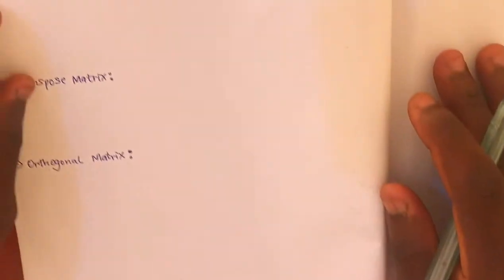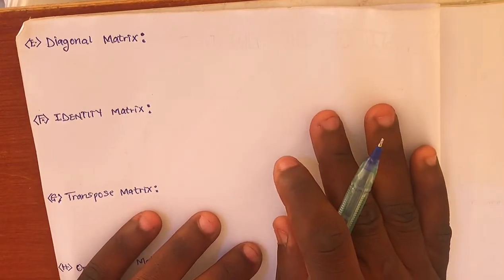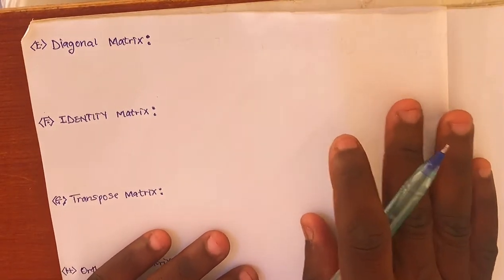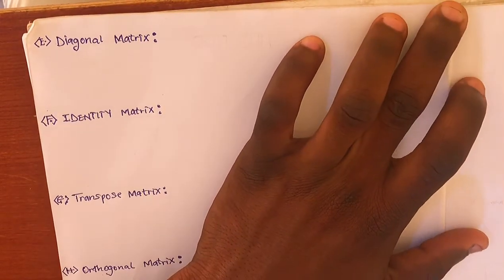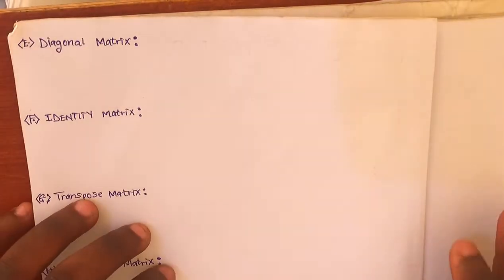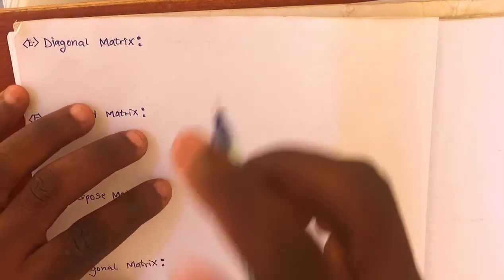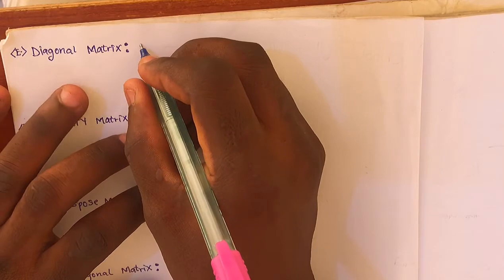Now in this case, the one I'm having here with me is the diagonal matrix. What is a diagonal matrix? A diagonal matrix is also a type of square matrix. A square matrix is called a diagonal matrix if all the non-diagonal elements are zero. A diagonal matrix is also a square matrix if the non-diagonal elements are equal to zero.